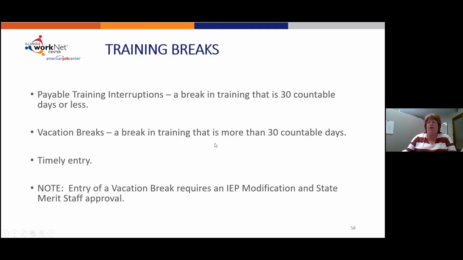A vacation break is a break in training that's more than 30 countable days. So vacation breaks do require merit staff approval. Payable training interruptions do not. We do ask that you enter those breaks timely. It is very important because a vacation break will cause the temporary stoppage of pay of TRA. Payable training interruptions do not, but we do need those timely entered. And a vacation break does require merit staff approval as well and an IEP modification.